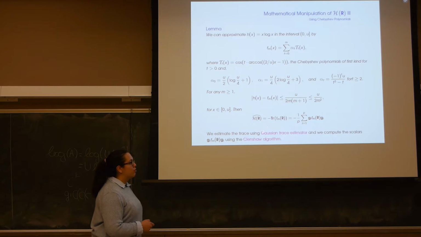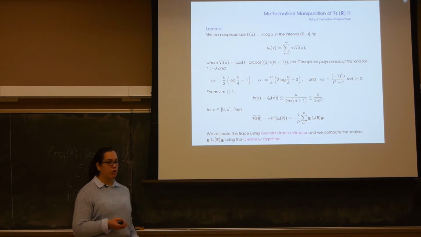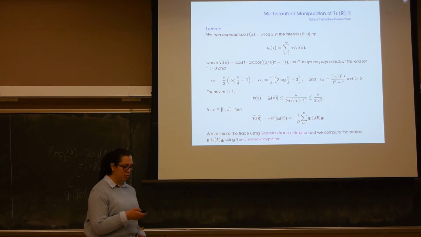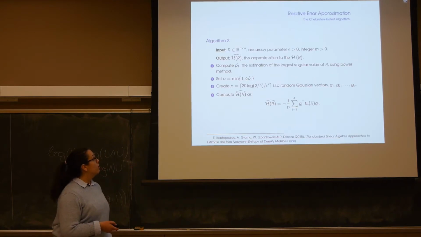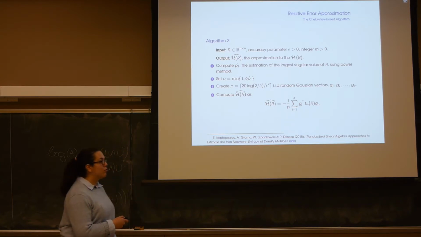So we again use the Gaussian trace estimator, and to compute the Chebyshev polynomials, we use a very well-known algorithm. It's the Clenshaw algorithm that is used to compute Chebyshev polynomials. It's a recursive algorithm. I will not get into this. So the algorithm again is very simple. We have the same dependencies as in the previous algorithm, but the only thing that changes is the formula over here. And to compute this one, I again said that we use the Clenshaw algorithm.